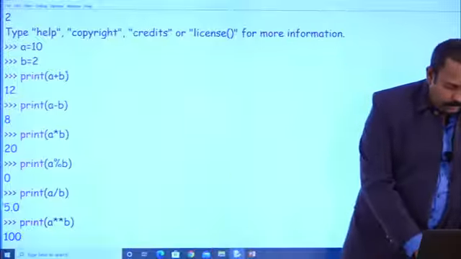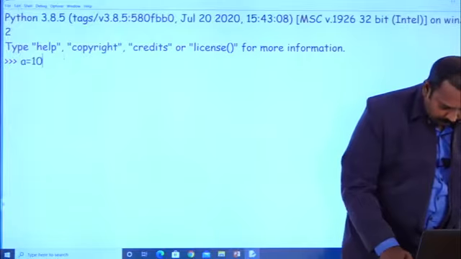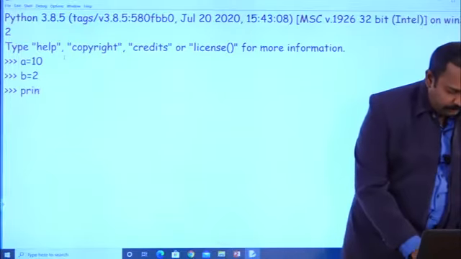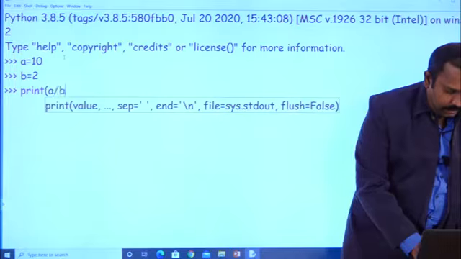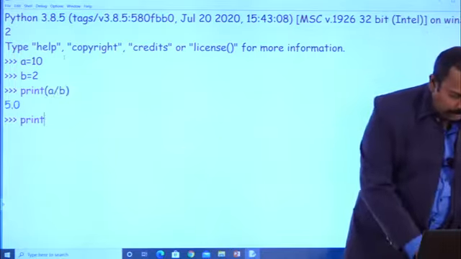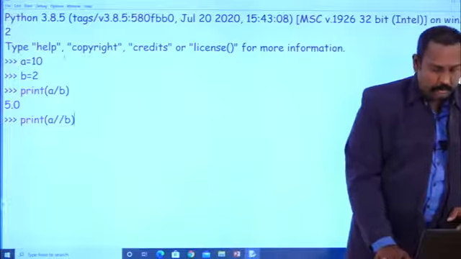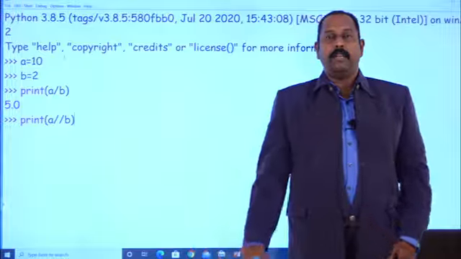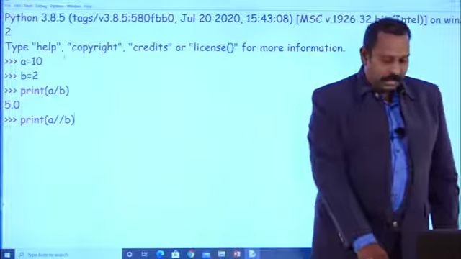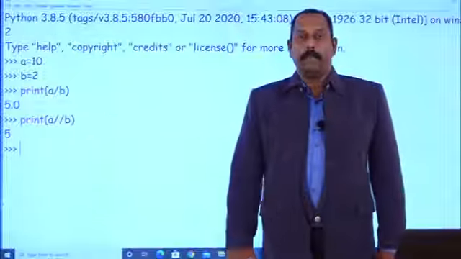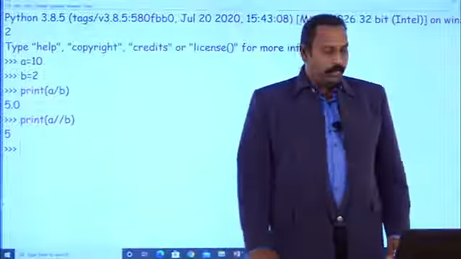Suppose A equal to 10 and B equal to 2. Print A slash B. What is the output you will get? 5.0. Suppose I write print A double slash B. This is nothing but floor division. Floor division means we may get an integer value or a float value, but here both are integers, that's why we got the output 5.